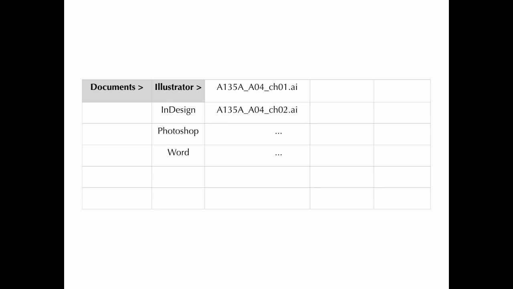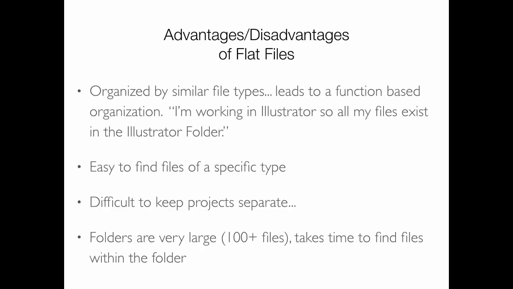So this is great because if you're working on a Word file, you know, oh, I just need to look in the Word folder. It must be there somewhere. The bad part about this is it's difficult to keep your projects separate. So if you have work projects and you have school projects, how do you know which one's which? That's complicated. The other thing is that your folders tend to get really large. It's easy to have 100 or more files in a folder. The same thing happens if you keep everything on your desktop.